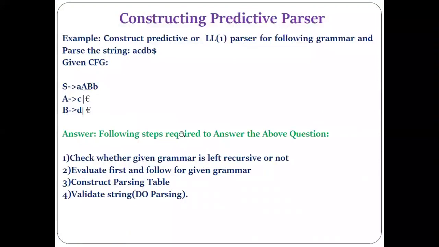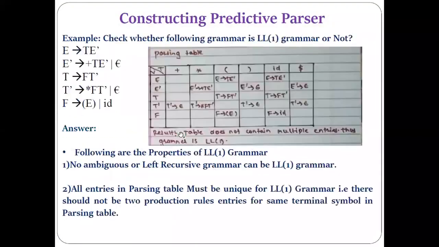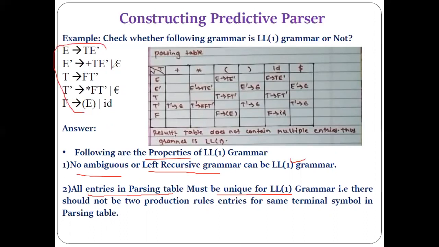So what we are discussing here is how to identify whether a given grammar is LL1 or not. For that, you must understand and keep in mind these properties. First, the grammar must be non-ambiguous. I told you which grammar we call ambiguous, which we call non-ambiguous, and how to convert ambiguous into non-ambiguous. Second, the grammar must not be left recursive; it must be right recursive. Then we call that grammar LL1. The second thing is that all entries in the parsing table must be unique for an LL1 grammar.